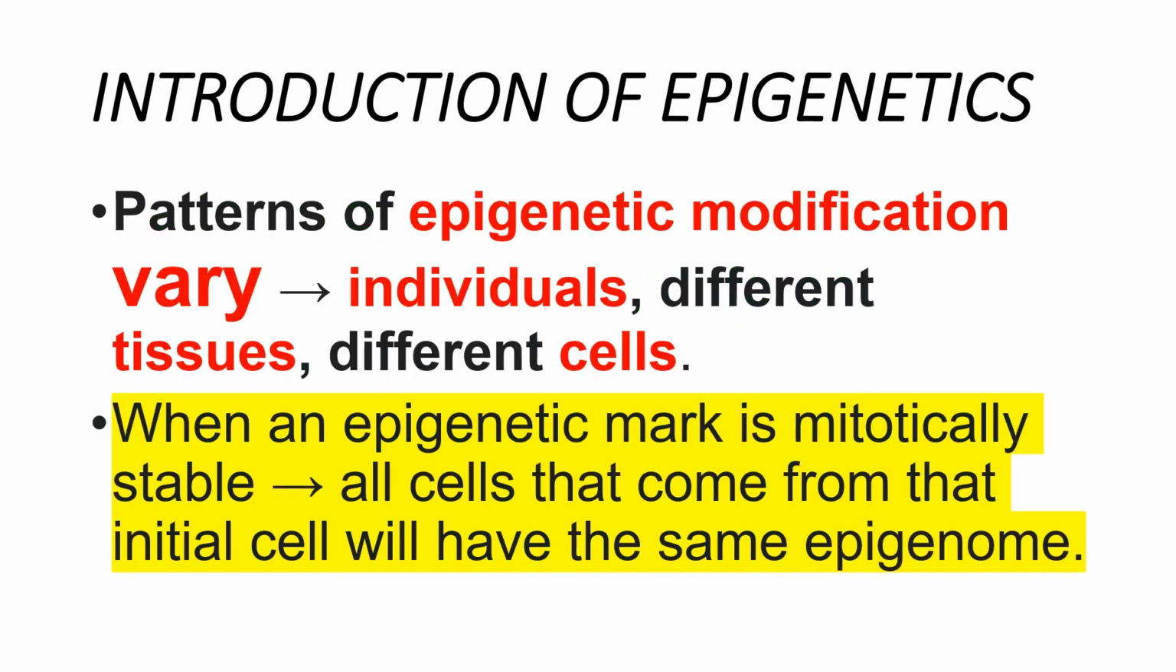Patterns of epigenetic modification vary between individuals and also between different tissues within an individual, and even in different cells within a tissue. When an epigenetic mark is mitotically stable, all the cells that come from that initial cell will have the same epigenome. And effects that occur early in life, like an environmental signal, could modify a cell's epigenetic marks that would then be mitotically stable and appear later in development in the tissues and the cells residing in these tissues.